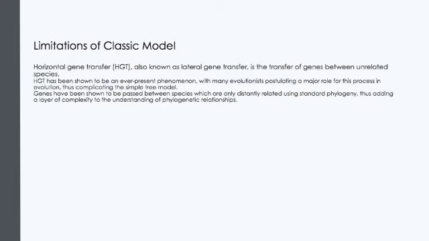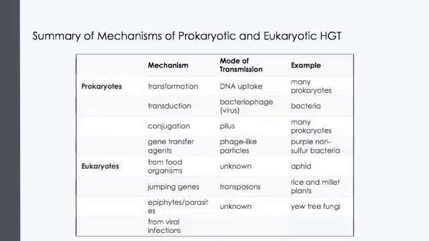Genes have been shown to be passed between species which are distantly related using standard phylogeny, thus adding a layer of complexity to the understanding of phylogenetic relationships. And the table on this slide summarizes the mechanisms of prokaryotic and eukaryotic horizontal gene transfer. I will let you spend a little bit of your own time going over this table.